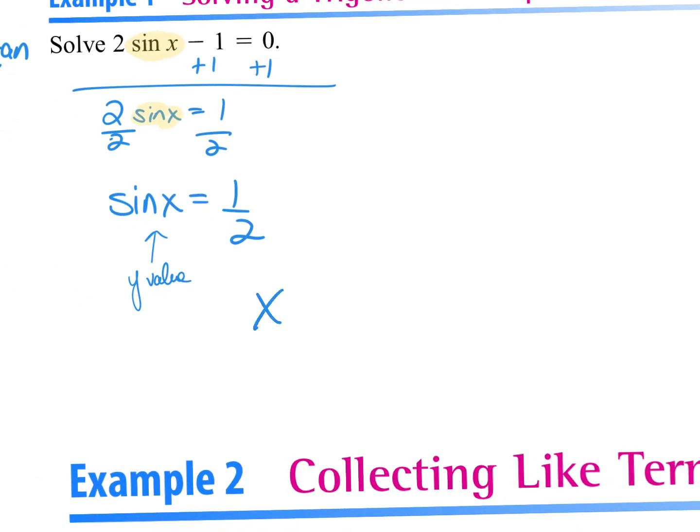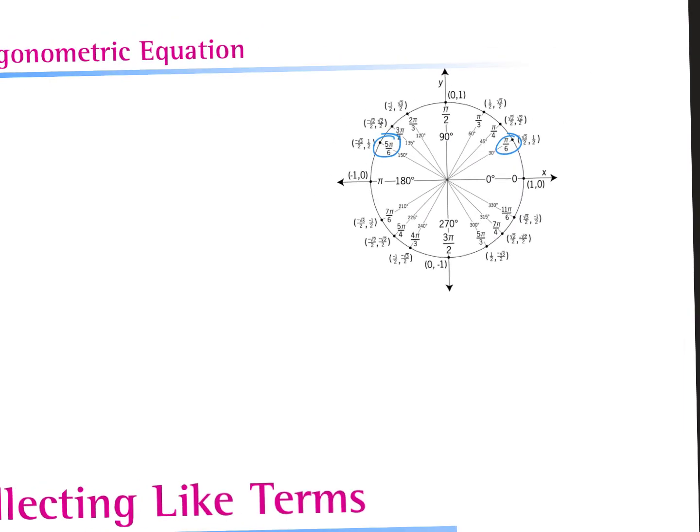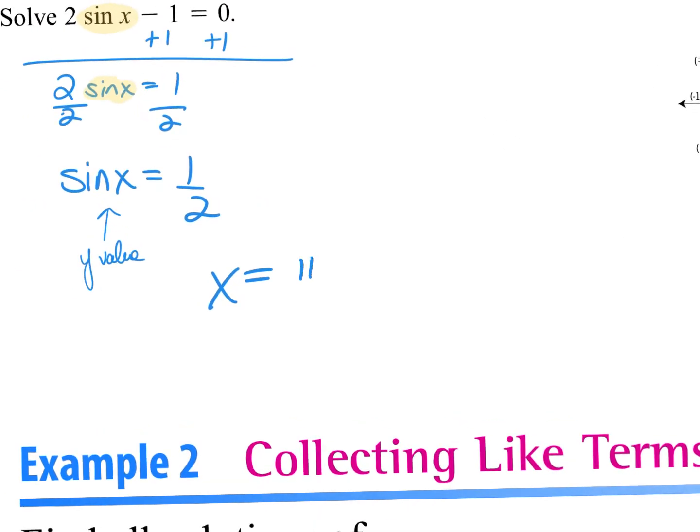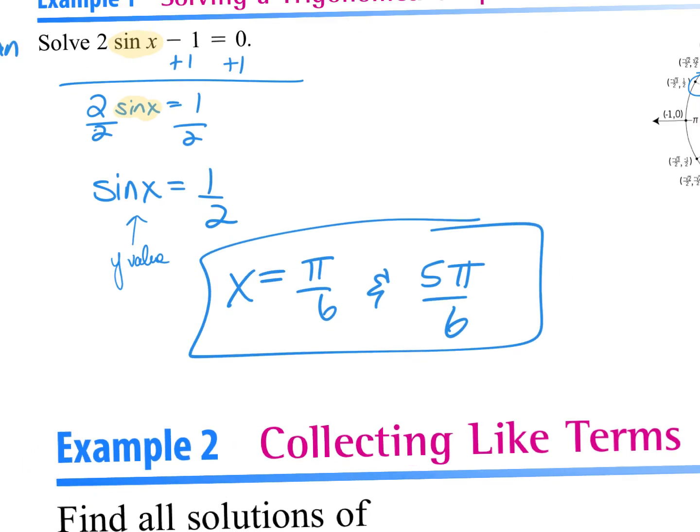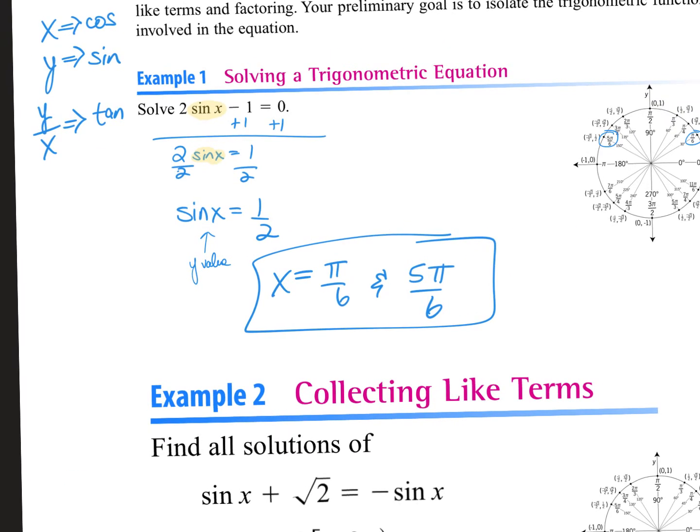X equals pi over 6 and 5 pi over 6. That's it. We solved our equation for the sine of x. Then we went to the unit circle and we found where all of the y values were positive 1/2, and we found our answers. Questions? It doesn't get much harder than that, I promise.